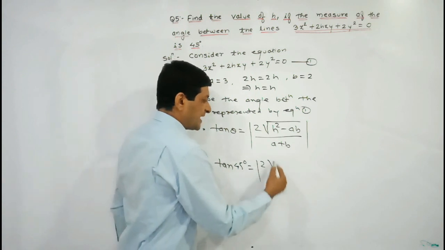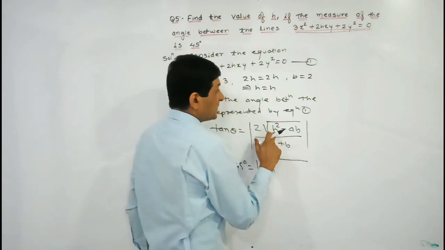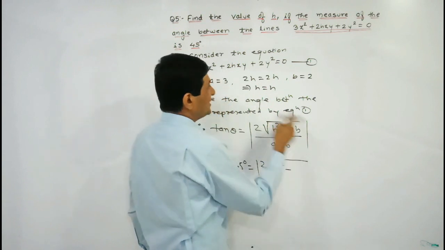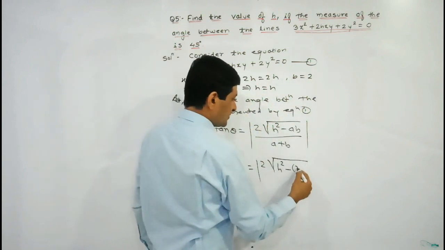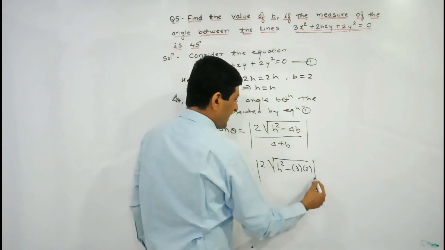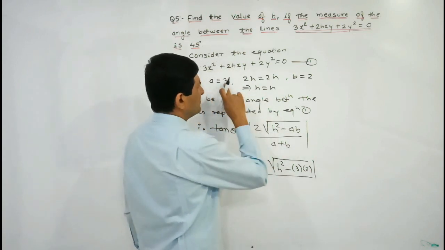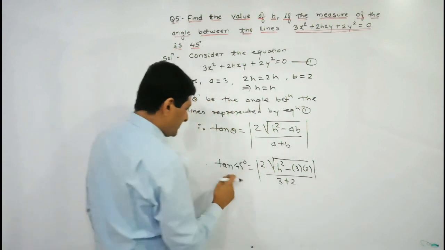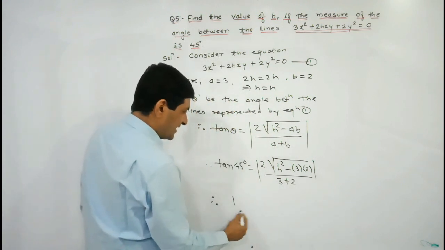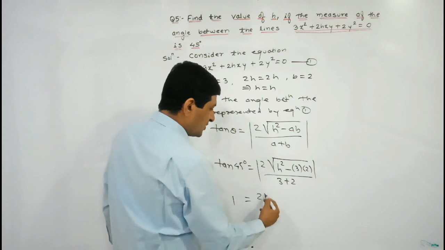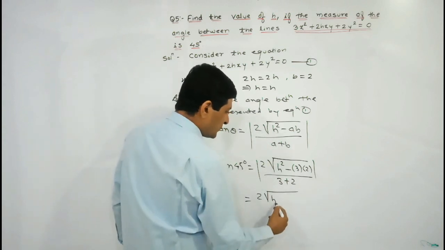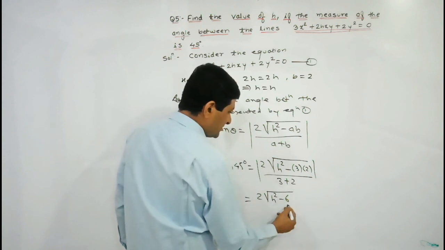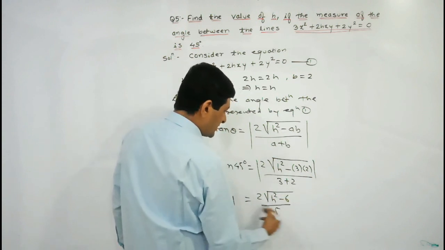On this side 2, keep it as it is. Under root also as it is. Replace h by h. Value of h is nothing but h. Minus a into b, means 3 into 2. So here we will get 3 into 2, and in the denominator a plus b means 3 plus 2. So 3 plus 2. On this side tan 45 is equal to what? 1 is equal to 2 under root h square, keep it as it is, minus also as it is, 3 2s are 6, and in the denominator 3 plus 2 is equal to 5.